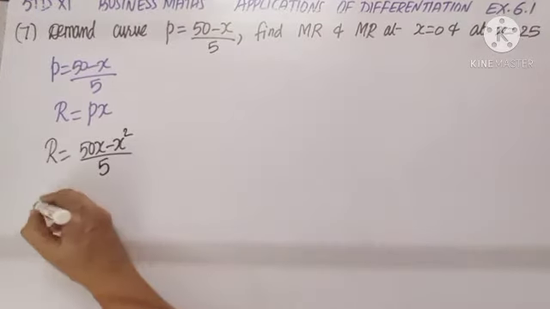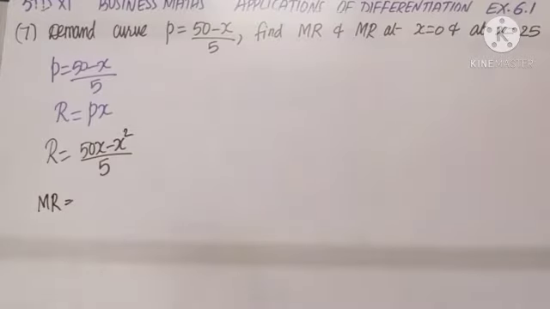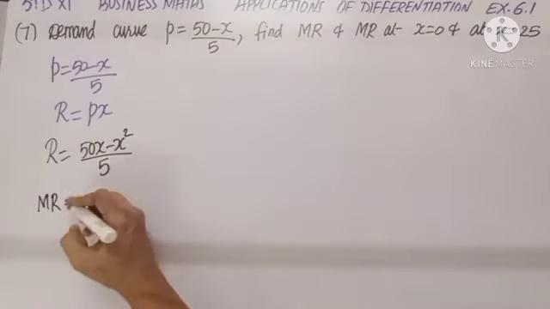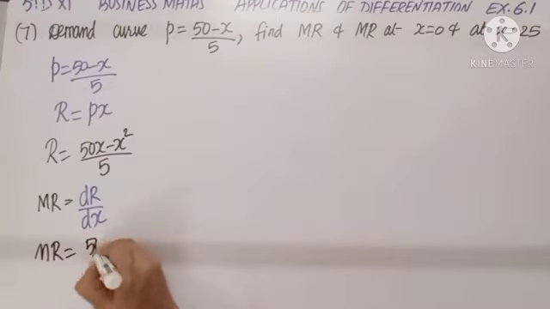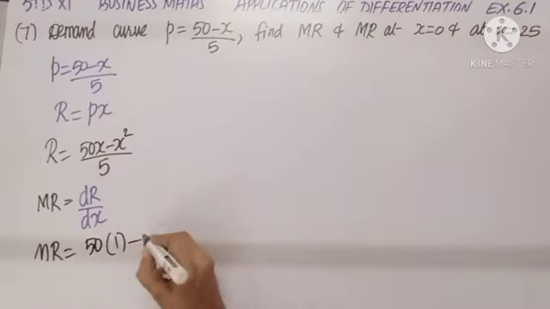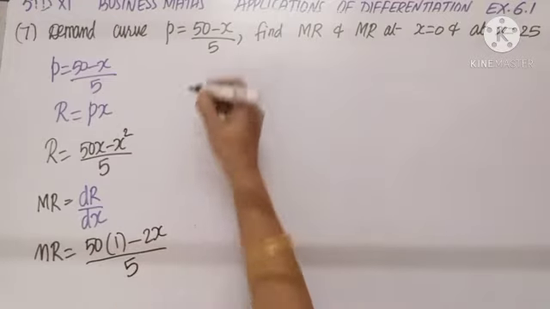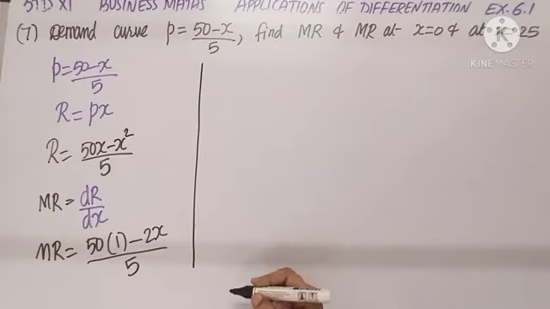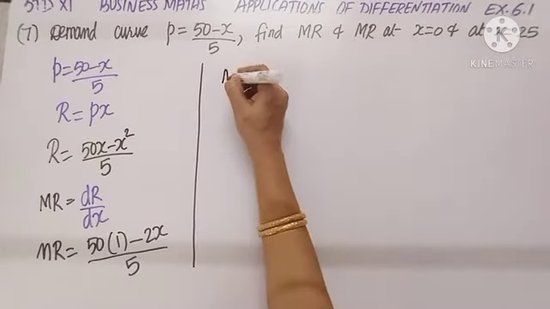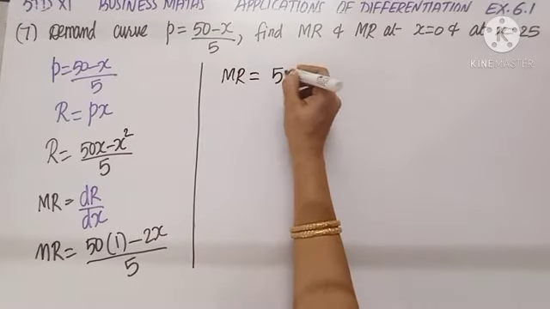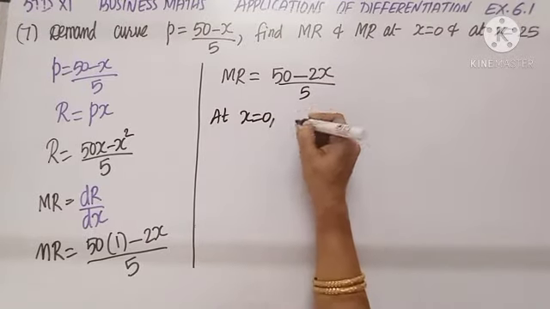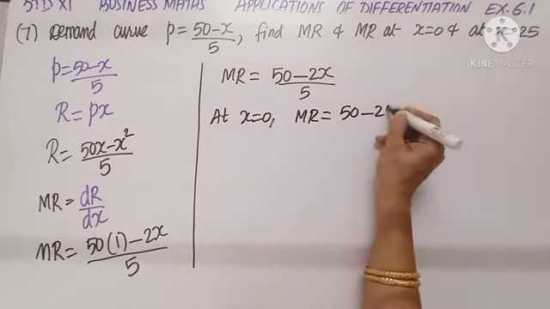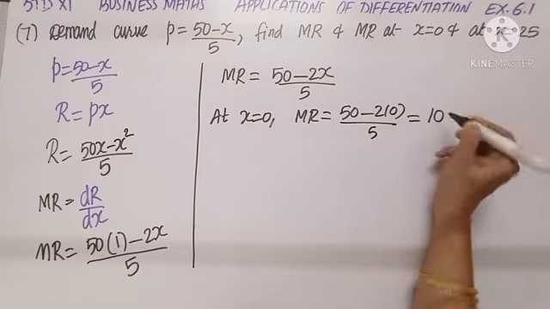Now I want to find out marginal revenue. The word marginal tells me differentiate, or I will say dr by dx. As I differentiate revenue, 50 into x becomes 1 minus x square becomes 2x divided by 5. Once I know marginal revenue, the question is at x is equal to 0. So marginal revenue is 50 minus 2x by 5. At x is equal to 0, MR equals 50 minus 2 into 0 by 5, or it is 10.